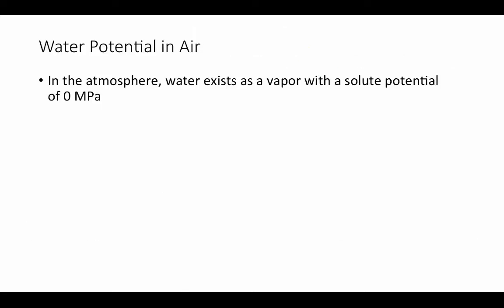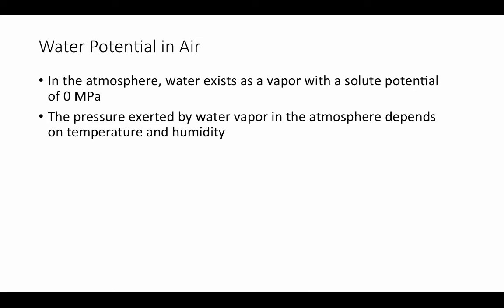So now let's think about the water potential in air. This is kind of our starting point where we're going to start to create this pull on the water column within the plant. So in the atmosphere, water exists as a vapor with no solutes in it, just pure water in the atmosphere. So it's going to have a solute potential of 0 megapascals.